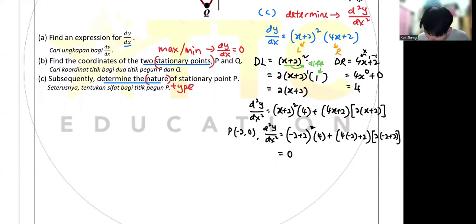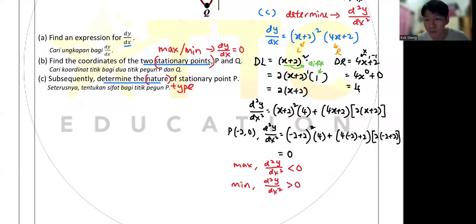You know that for maximum, the double differentiation will be negative. Minimum will be the opposite. Yeah, so now if it equals 0, right? I'm not sure if it's your first time seeing this type of answer or not. If the d square y over dx square, which is the double differentiation, you get 0, this type of point is inflection point.